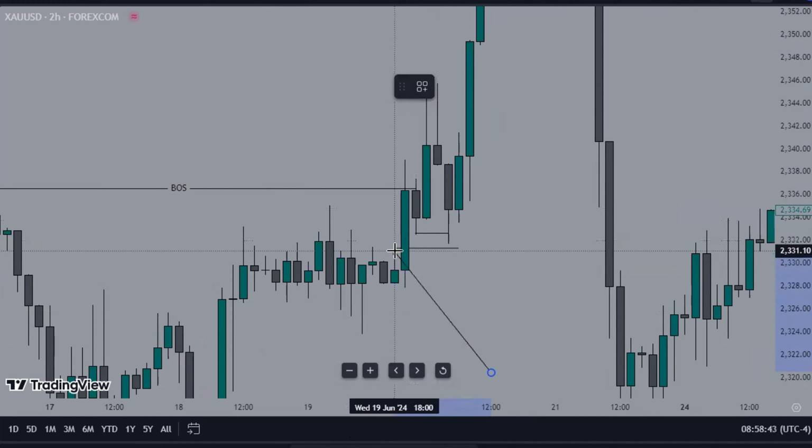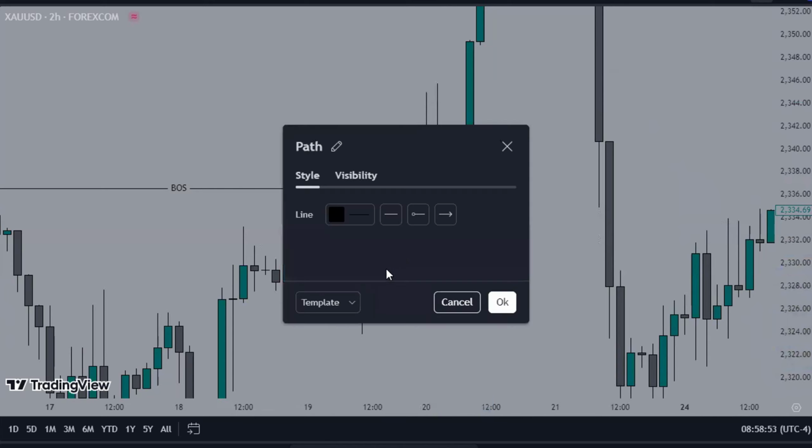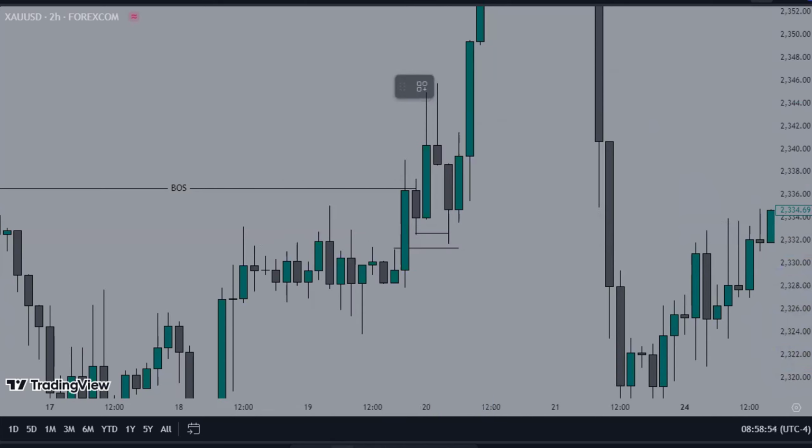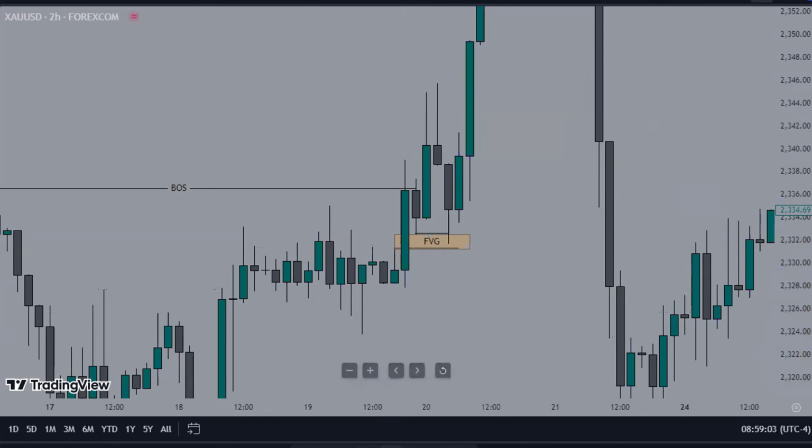Where's the fair value gap? It's on kind of B. This gap, these two wicks here, they don't overlap each other. There's a space in between. This is our gap. That is where we're placing our entry, right? Beautiful. Now let's highlight that zone so we can make it more clear. So we highlight this gap here and we label it FVG, fair value gap. Beautiful. That's our fair value gap right there.